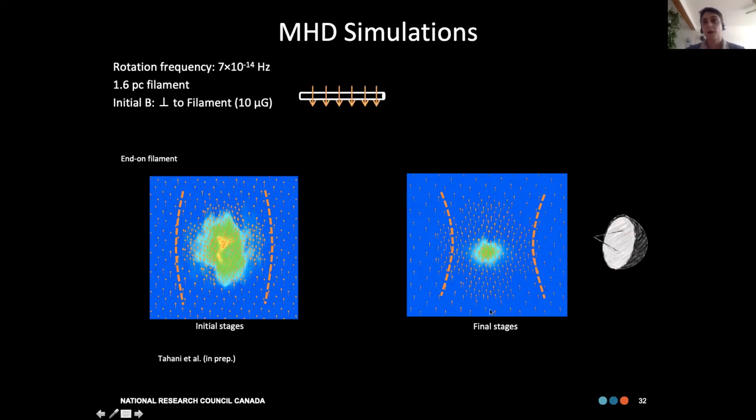And then at the final stages, where gravity has taken over and the free fall time has passed, we do see a pinch of magnetic field, or an hourglass morphology of magnetic field of the filament when you look at it as an end-on view. So far, with the wide range of parameters, we have not seen any wrapping that produces a strong reversal from the Earth point of view.